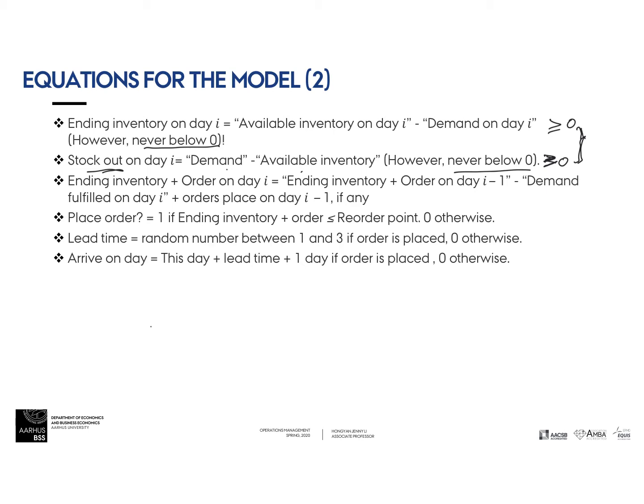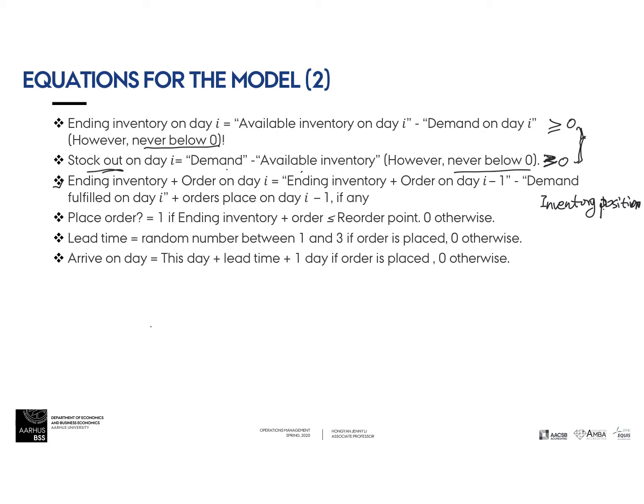And then we continue to see we have ending inventory plus order on day I. So this is also calculated in your Excel. So your ending inventory plus the order you placed on the same day is basically the inventory position. So that's the inventory you're supposed to have. This value will help you avoid repeatedly reordering before your order arrives at your place. I will explain that in the video, and you will see that.